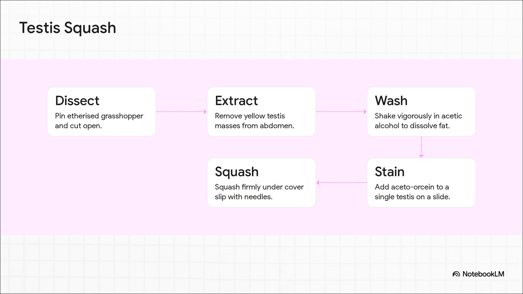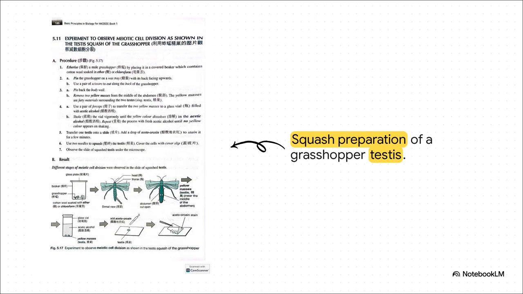Once it's cleaned, we again use our trusty acetoorcein to stain those chromosomes and squash the tissue flat onto the slide. If you look at this dorsal view of the grasshopper, you can visually pinpoint exactly where those yellow masses are located, right near the middle of the abdomen. The diagram really reinforces that critical step of shaking the extracted tissue in the glass vial of acetic alcohol before you even think about applying the stain. Following these exact lab steps is what allows scientists and students to observe actual homologous chromosomes pairing up in real time.